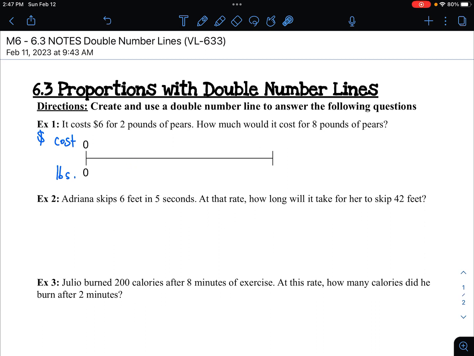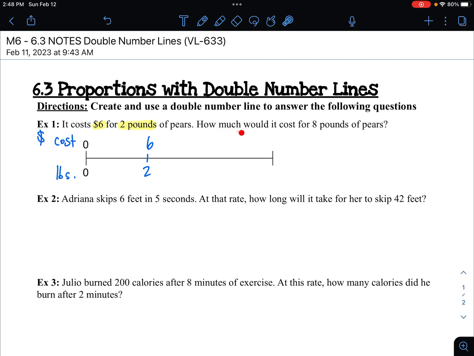So let me give you an example. They tell us that it costs $6 for 2 pounds of pears. So the cost would be 6. I'm going to put a notch in the line. That would be $6, right? And 2 pounds of pears. Now, if you put your pounds on top and your costs on bottom, you'd put the 2 on top and 6 on bottom. But let's stick with what we have: cost on top, pounds on bottom.